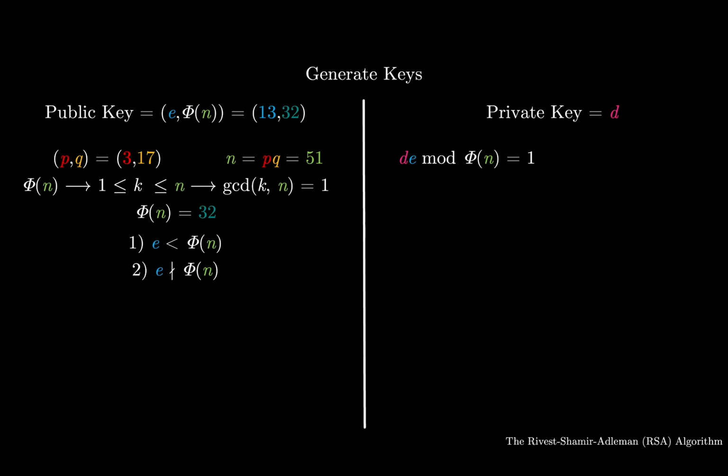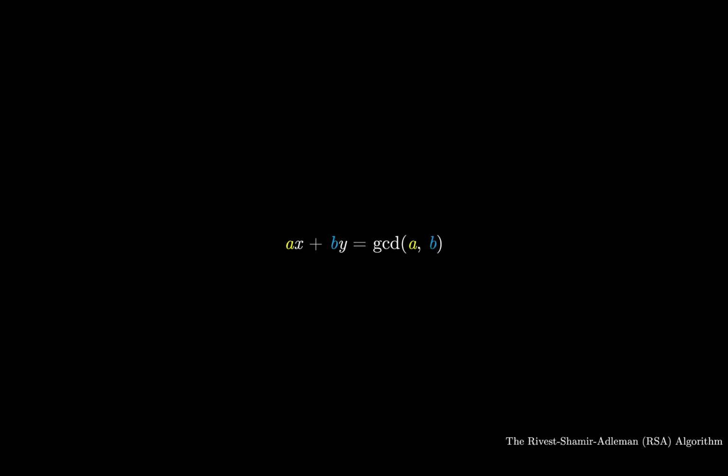So in our case, 13 times D mod 32 must equal 1. To work out D, we can apply the extended Euclidean algorithm. If we think back to Bezout's identity, it states that there exist integers x and y that satisfy this equation, though we replace a and b with e and 5n respectively, which are 13 and 32.